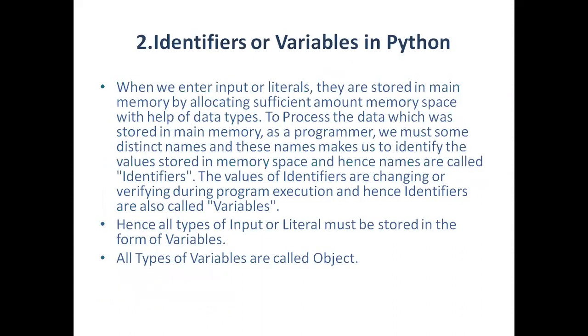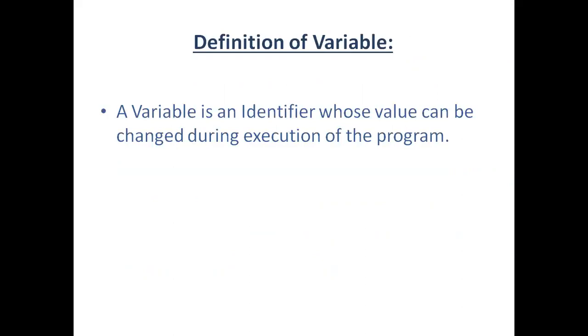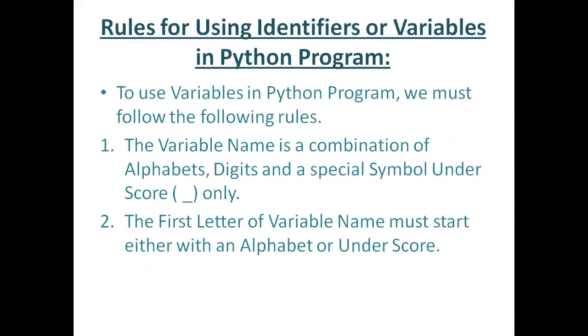Then we discussed identifiers and variables. What are identifiers? What are variables? To process the data stored in the main memory, we need names that help us identify the values stored in the main memory, and hence those names are called identifiers, already discussed. All types of input or literals are stored in variables only. A variable is an identifier whose value can be changed at the time of execution.